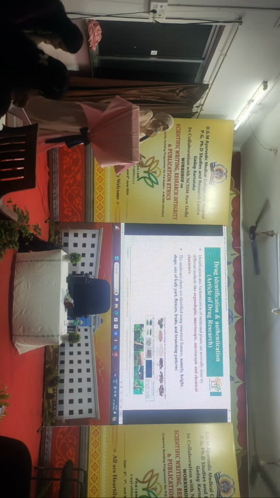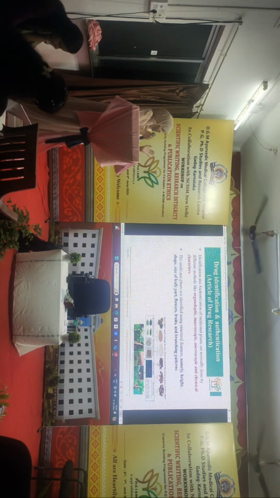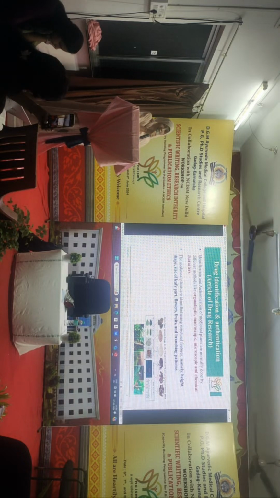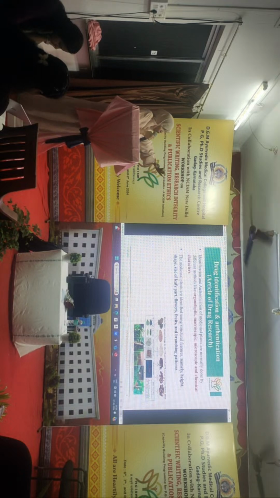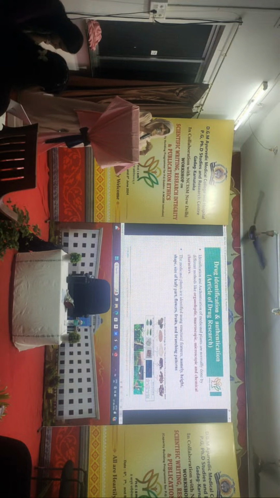Now, drug identification and authentication. I told you, you mention what part of the drug you have selected for the trial, whether it is a fruit, a flower, a bark, or in the form of powder. You are going to send the sample to a particular institute and they will identify it, authenticate it, check the purity and give the letter. Next.